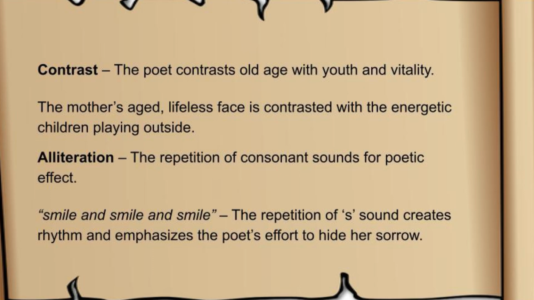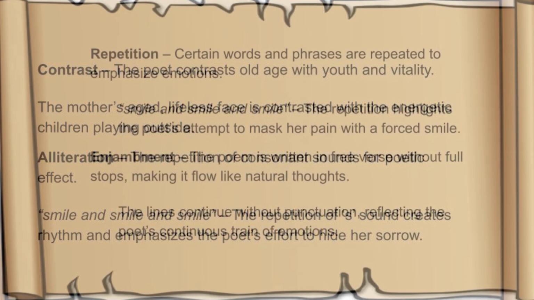The next one is alliteration. Alliteration means the repetition of consonant sounds for a poetic effect. So here, smile, smile, and smile. So here the s sound is repeated. Now this poetic device, it's not only alliteration, it also comes under repetition because the word itself is repeated. So it is alliteration and repetition.